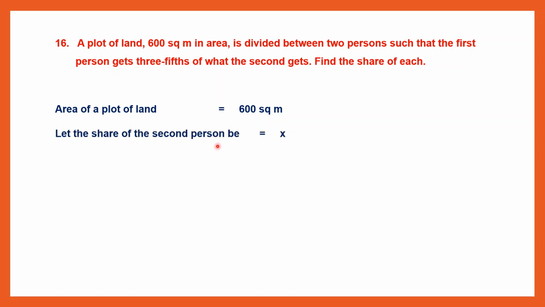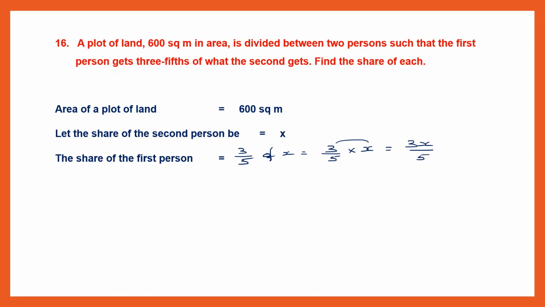Now let the share of the second person be X. Okay, and then the share of the first person, what is it given here? The first person gets 3/5 of what the second gets. That means 3/5 of X. So the share of the first person will be 3/5 into X. Of means into. So we multiply 3 into X, we get 3x/5. So this is the share of the first person, in the fraction form, and this is the share of the second person.